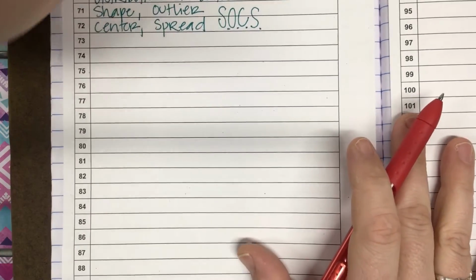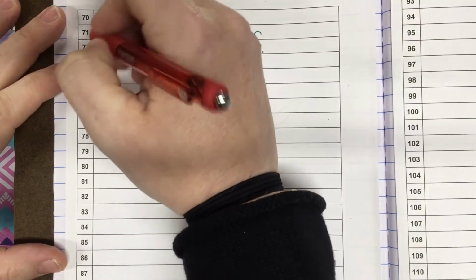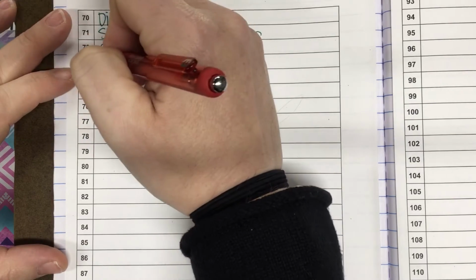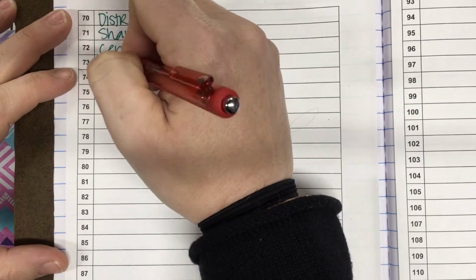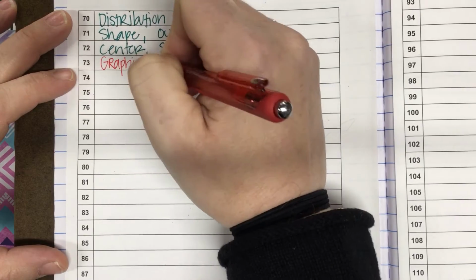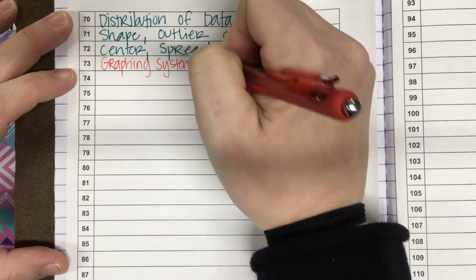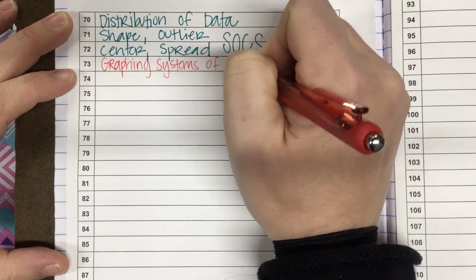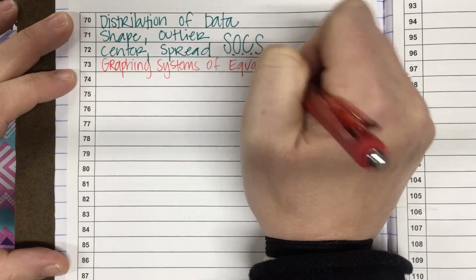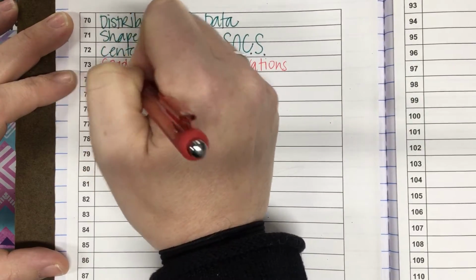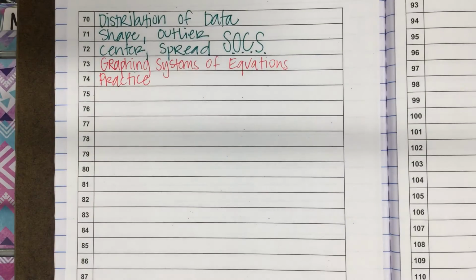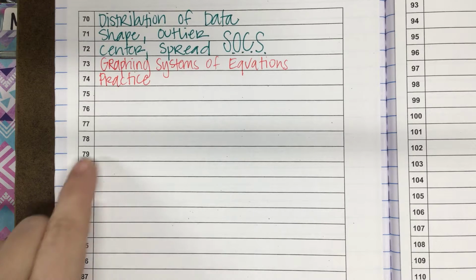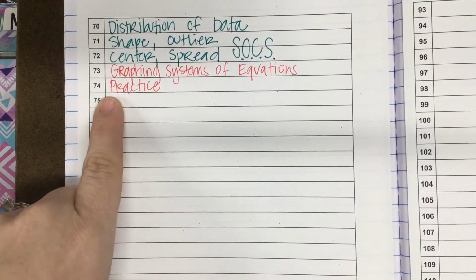Okay, we're going to start today with some notes, and the first pages, 73 and 74, are graphing systems of equations. We're starting a new unit today. And 74 will be practice. So as you're watching these notes, remember that you can always pause to get caught up as we go through the notes. But again, page 73 is going to be graphing systems of equations. Page 74 is going to be practice.